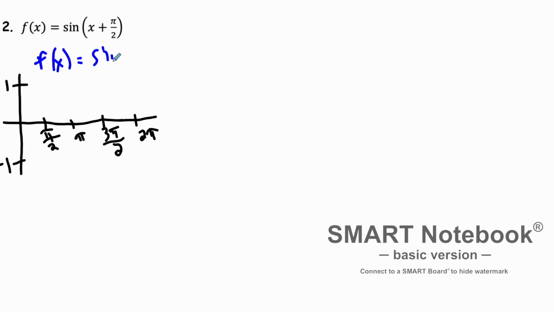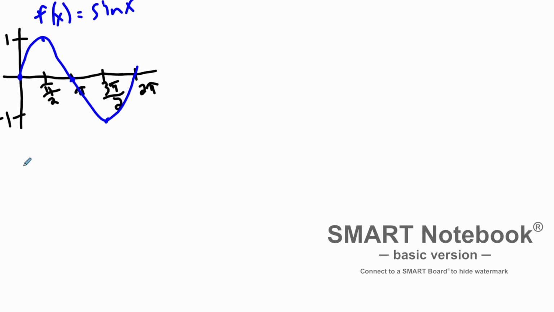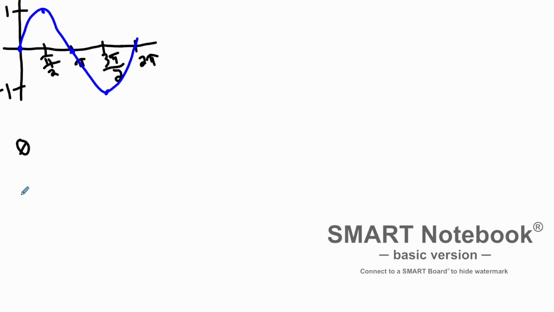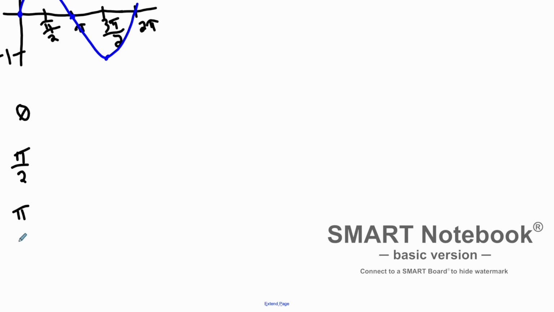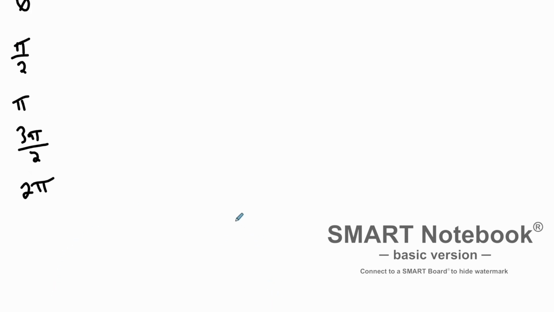So f of x equals sine x. Here's our parent function. Again, one more time for these notes. And here we go. There we go. All right, so let's make our list. We're going to make our list of all of these x points. So we're starting at 0. Then we have pi over 2, pi, 3 pi over 2, and 2 pi. Hopefully that all fits on the screen there. I'll slide it up a little bit just in case.